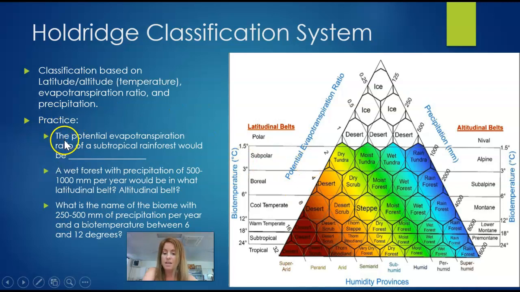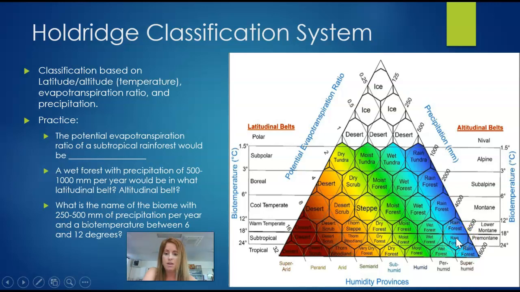So if I said the potential evapotranspiration ratio of a subtropical forest would be, so I come here and I need to find subtropical forest. Well, here's the subtropical section down here between 18 and 24 degrees. And it's a rainforest. So I need to go over till I get to rainforest, which is way over here. So here's the subtropical rainforest.